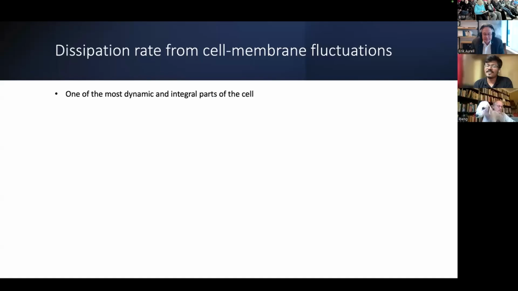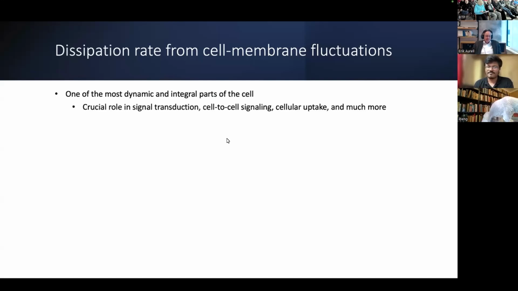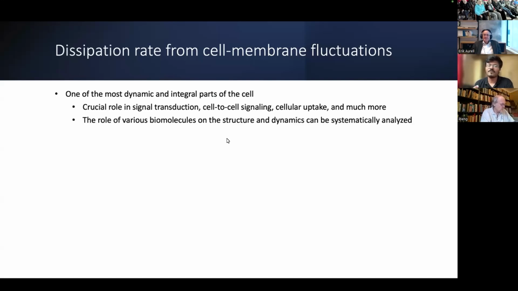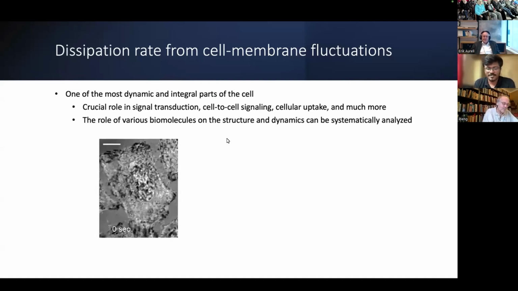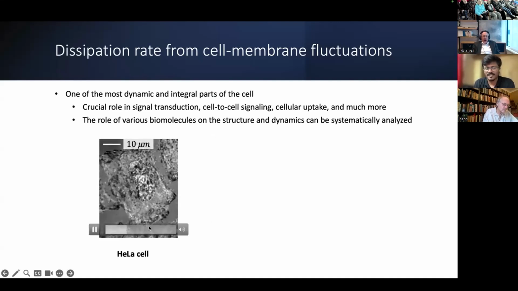Okay, the cell membrane is one of the most dynamic and integral parts of a cell. It plays a crucial role in signal transduction, cell-to-cell signaling, cellular uptake, and much more. And the interesting part is that the role of various biomolecules in the structure and dynamics of the cell membrane can be systematically analyzed. We have a good knowledge of the underlying biochemistry of a cell membrane. So we did this experiment where they looked at the height for, so here what you see is a HeLa cell. It's a lineage of a cervical cancer cell.